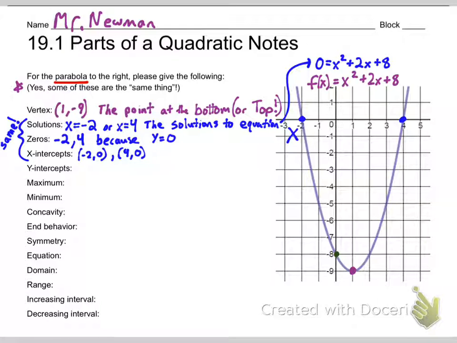The y-intercept is a little bit different. It's the point on the y-axis. And that point is 0, -8. Make sure you have your x and y in the correct place. So 0 left and right, and down 8 is -8.